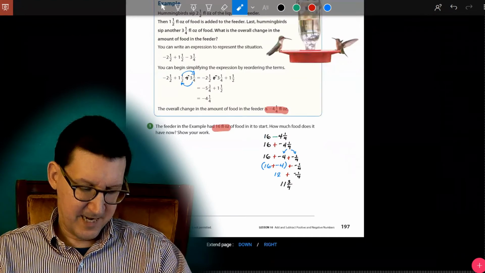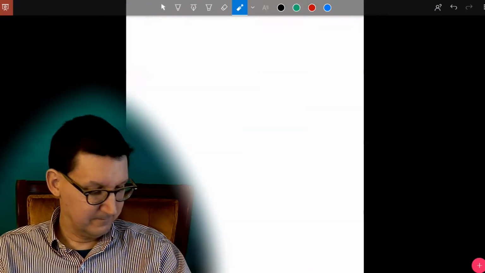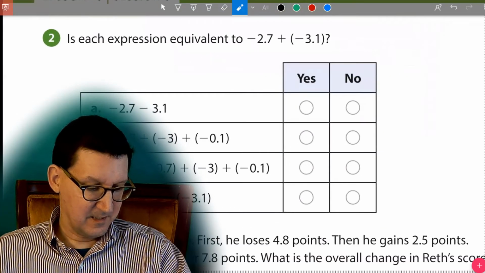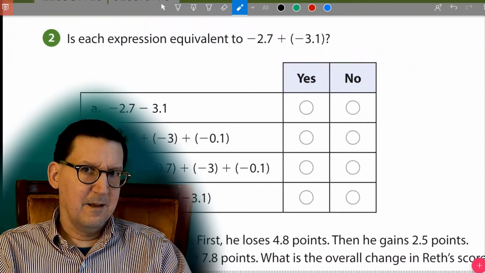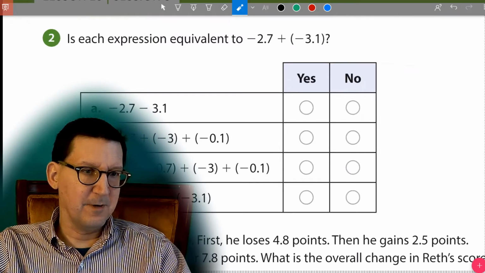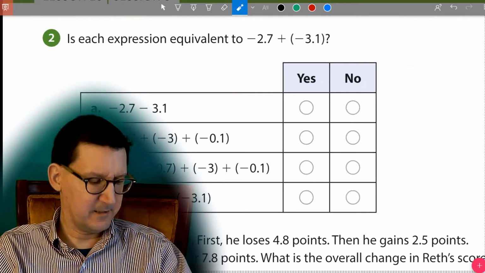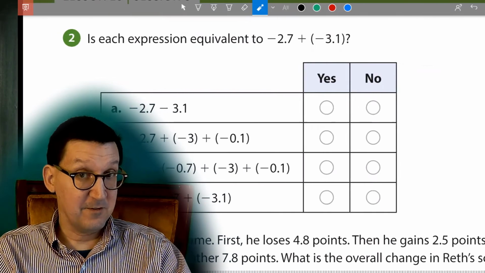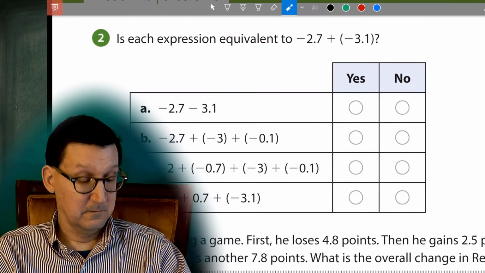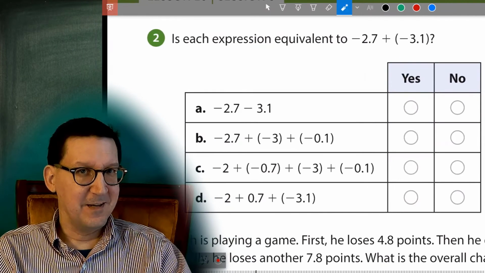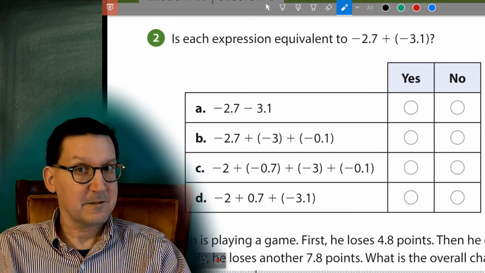Onward, page 198. Okay, this is a multiple problem, isn't it? It's many problems in one. Is each expression equivalent to negative 2.7 plus a negative 3.1? How are we supposed to know that? Well, use what you know about addition, subtraction, and the properties.